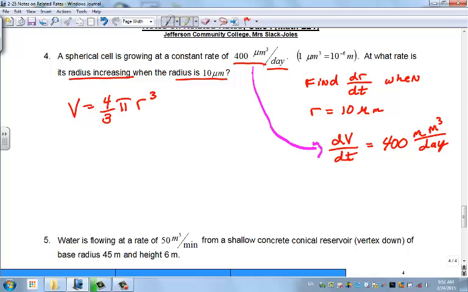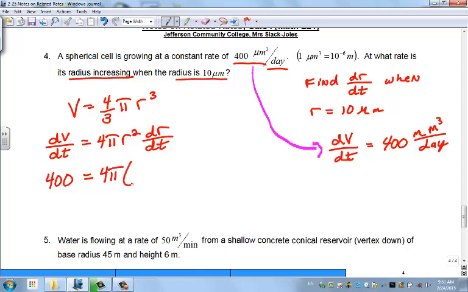So this is actually not terribly hard compared to what we just did. It's a walk in the park. So all we have to do here is go ahead and take a derivative. So take the derivative of the left side, we get dV dt equals, take the derivative of the right side, we get 4 pi r squared dr dt. And then all we need to do is plug in what we have and solve for dr dt. So dV dt is 400. We have that. 4 pi. R is equal to 10, so it's 10 squared. And then dr dt.